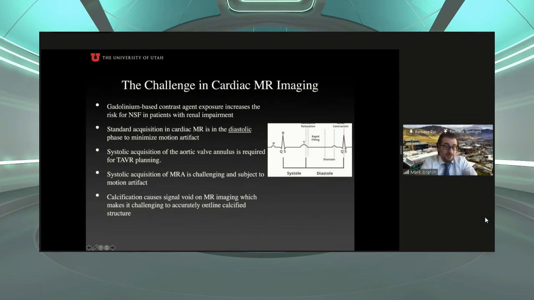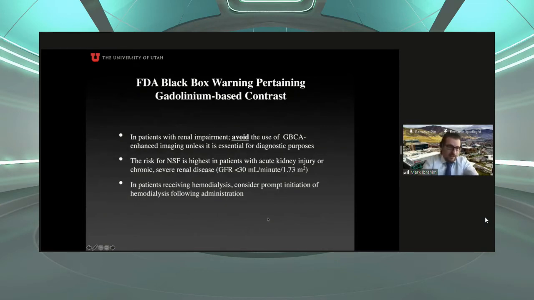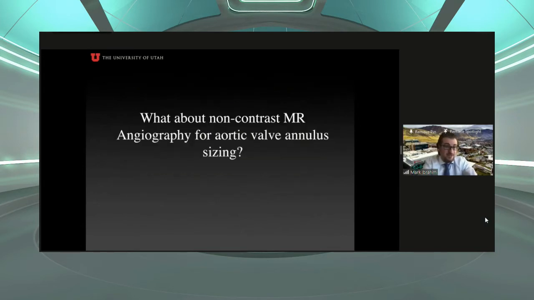Also, calcification, which is very common in severe aortic stenosis, generates signal void on MRI, which makes it very challenging to accurately outline calcified structures. Again, there is the FDA black box about using gadolinium contrast and the risk of nephrogenic systemic fibrosis. And so it becomes a challenge when you have a patient at increased risk for contrast-induced nephropathy who cannot get gadolinium contrast, and you want to image their aortic valve in systole using an alternate modality to cardiac CTA.